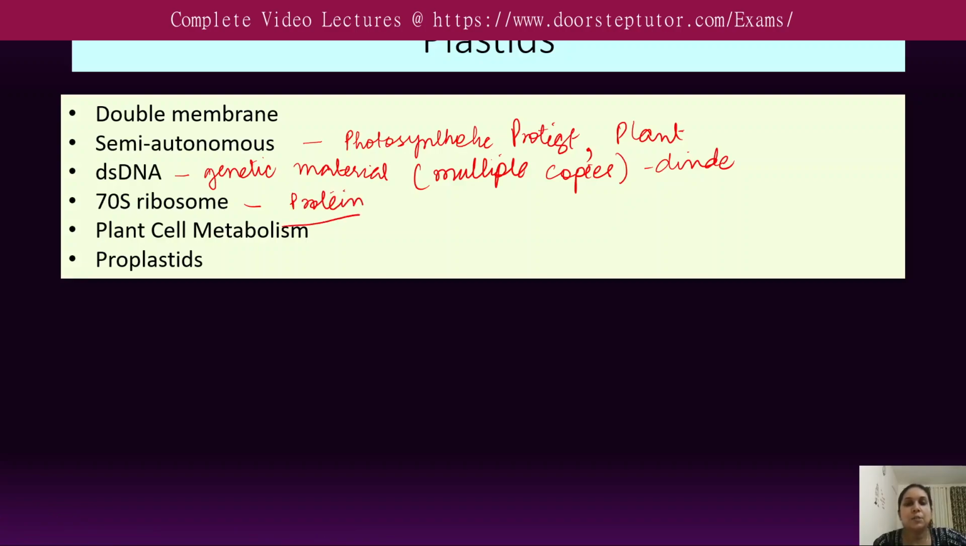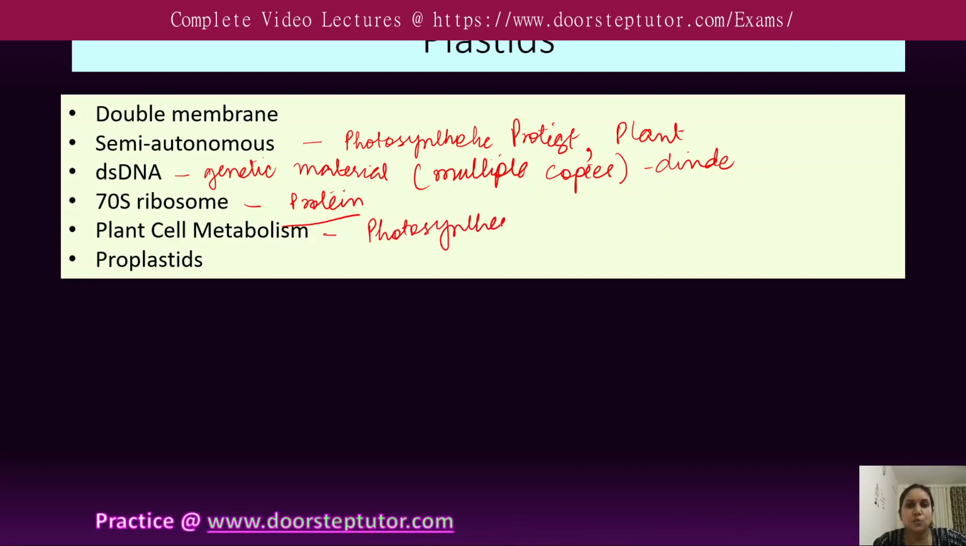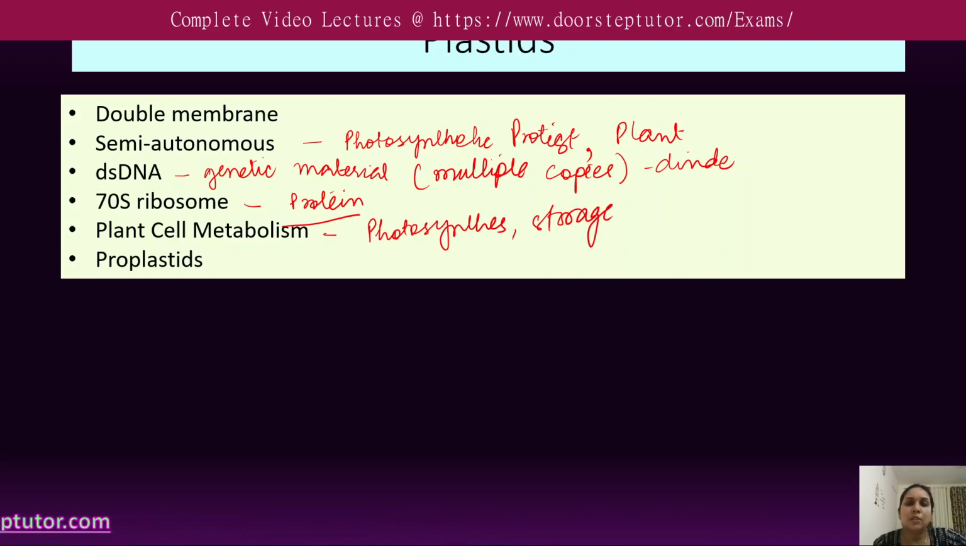Plastids are responsible for a variety of metabolism taking place in the cells of the plant, whether it is photosynthesis, the interconversion, or the storage of pigment. So a variety of cellular metabolism taking place in the plant cell is also controlled by the plastid.